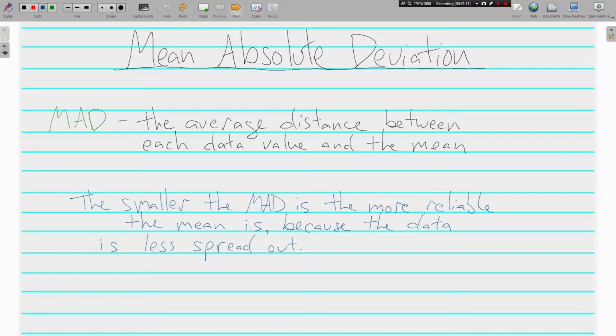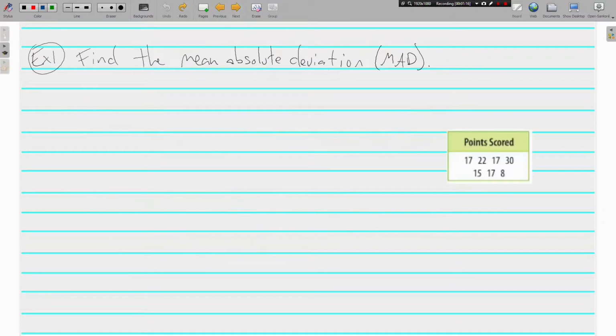Alright, so let's calculate some MAD. Find the MAD of the points scored here. First thing we're going to have to do is find the mean. We can't find the mean absolute deviation unless we find the mean.